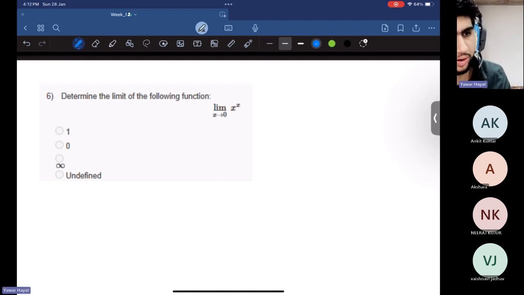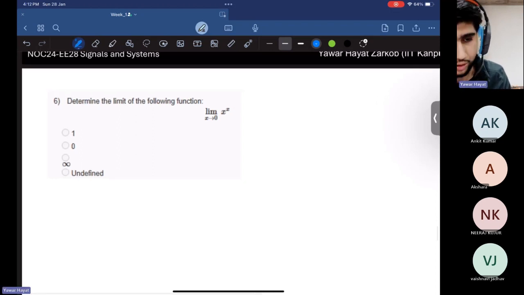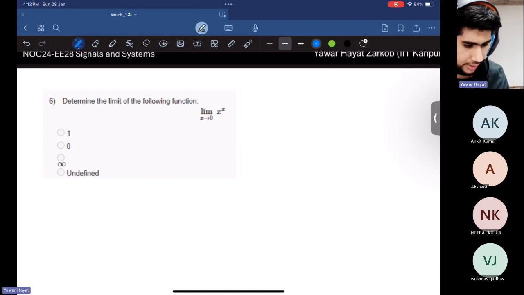Okay, you can solve along and I'll also start solving it. And if you're done, you can write your answer in the chat. Fine. So presuming this x is greater than 0. Okay.